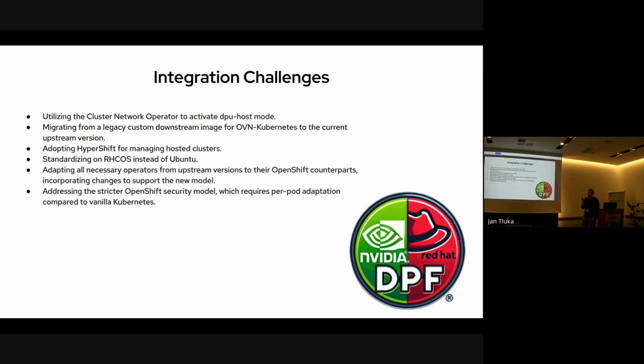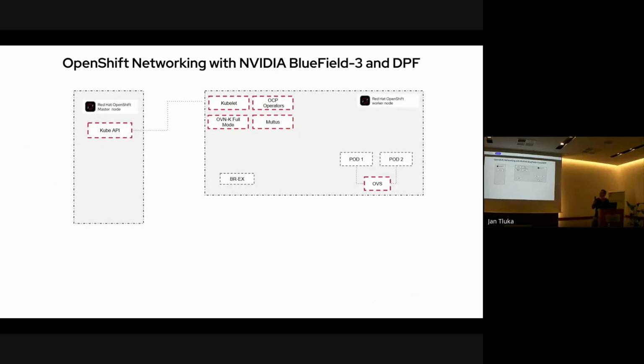We needed to move to RHCOS from Ubuntu. It was interesting. And we needed to adapt all the OpenShift operators to behave the same as the upstream counterparts. And all the security model is on OpenShift. It's pretty different, right? Compared to plain Kubernetes. So we just wanted to show what the difference is.